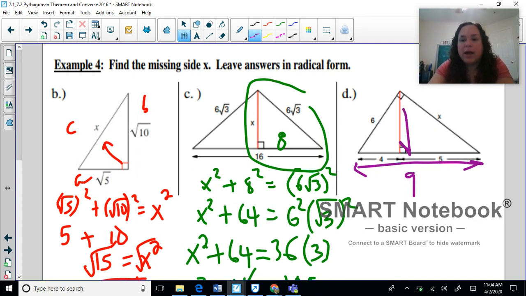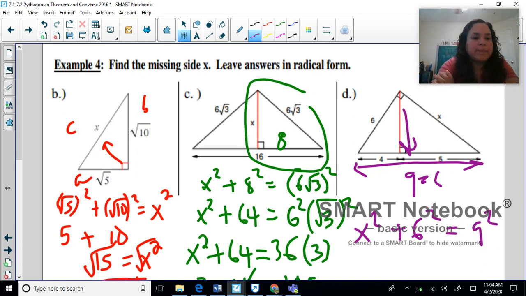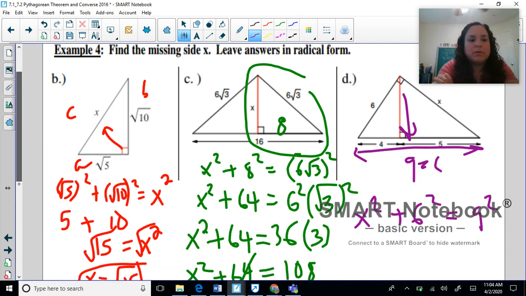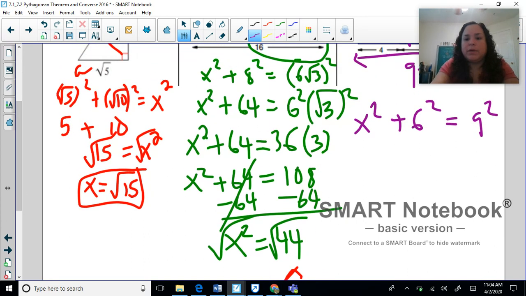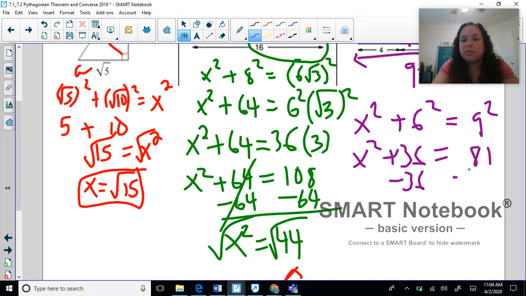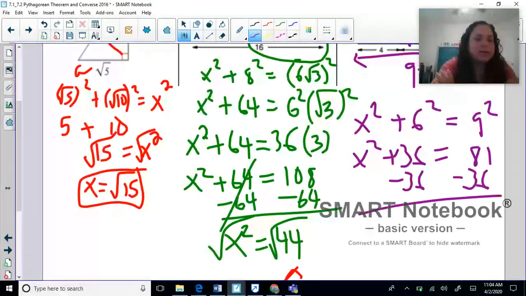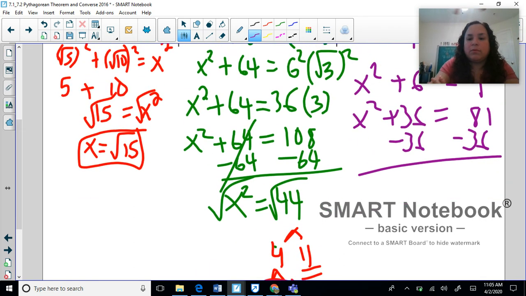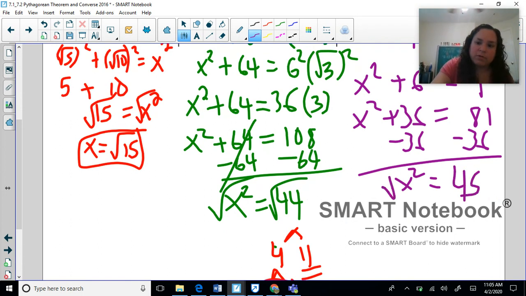This happens to be the hypotenuse. So we're going to have x squared plus 6 squared equal 9 squared. Let me move this up. Which will be x squared plus 36 equals 81. We'll subtract 36 from both sides. And we will get x squared equals 45. Take the square root of both sides.